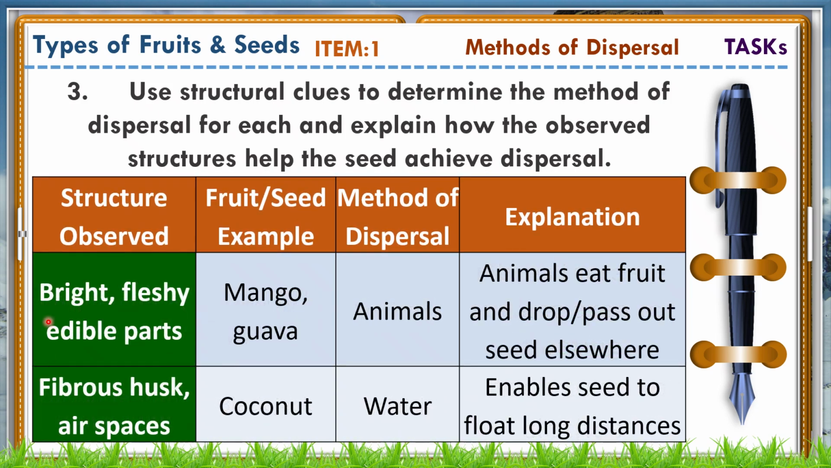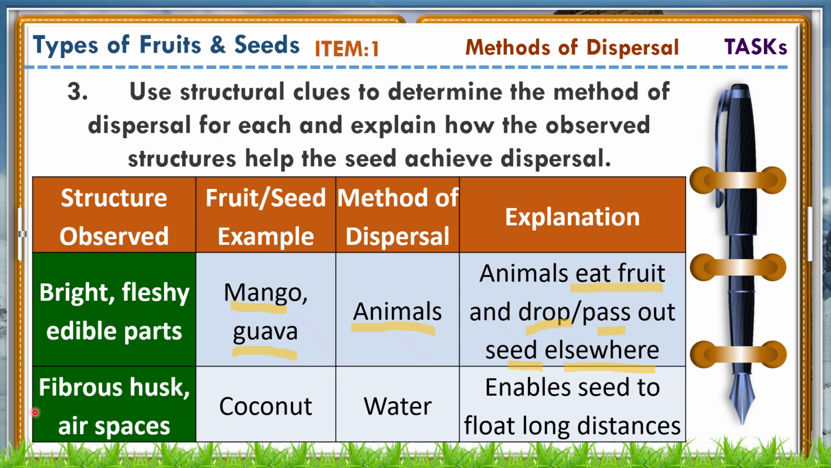We have another structure, which is the bright, fresh, edible part. And these ones we can find them in mangoes, guavas, tomatoes, and many others. The method of dispersal is by animals. How does the bright, fresh, edible part enable the seed dispersal? The animal eats the fruit and it drops or passes out the seeds elsewhere away from the parent plant.